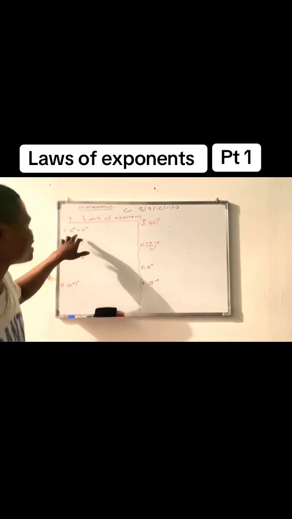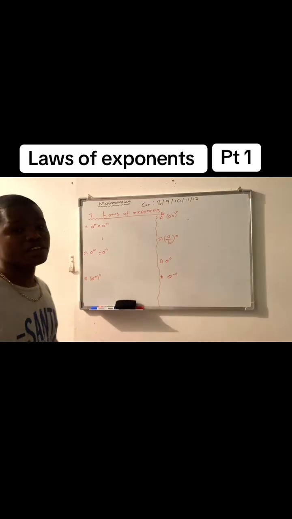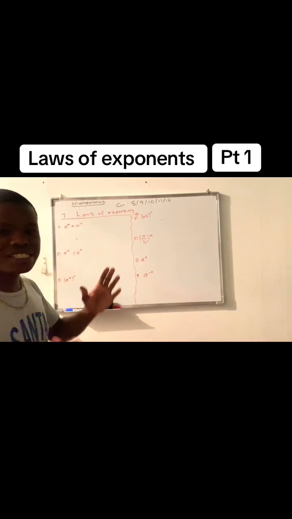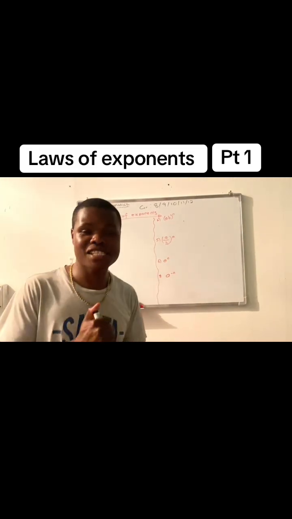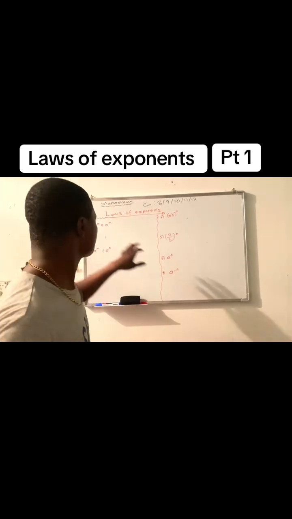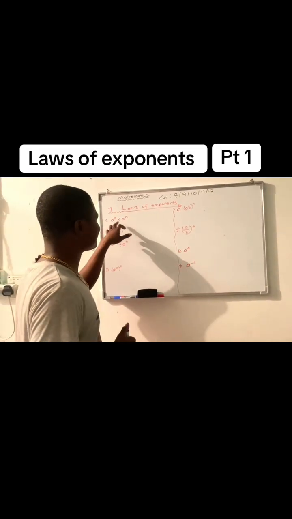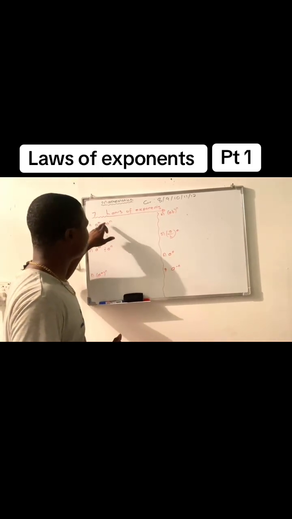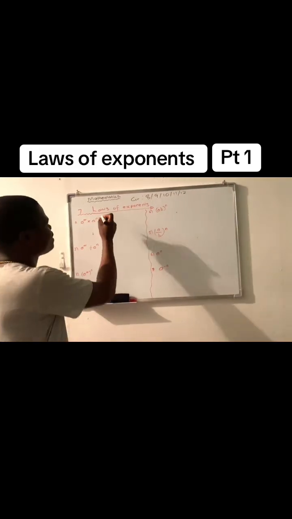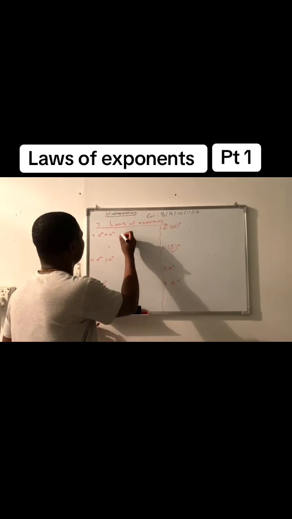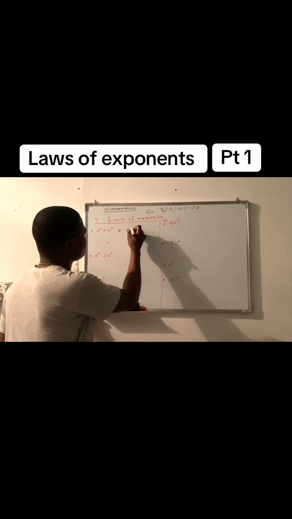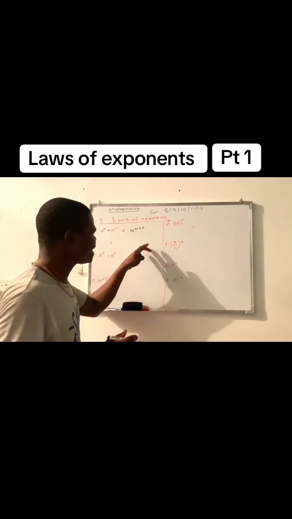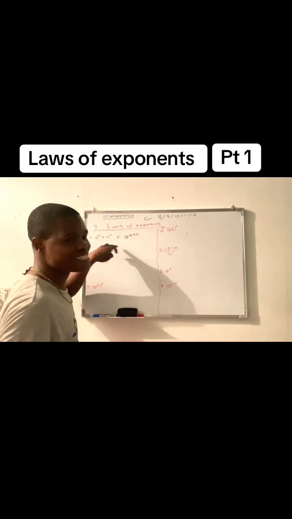So the first one, guys, is called the product rule. When we're dealing with the product rule, the rule says that when multiplying powers of the same base, we add the exponents. So if you've got something like this with the same base, we just add the exponents. If we have a to the power of m times a to the power of n, it will be a to the power of m plus n, because the rule says we add the exponents if the bases are the same.